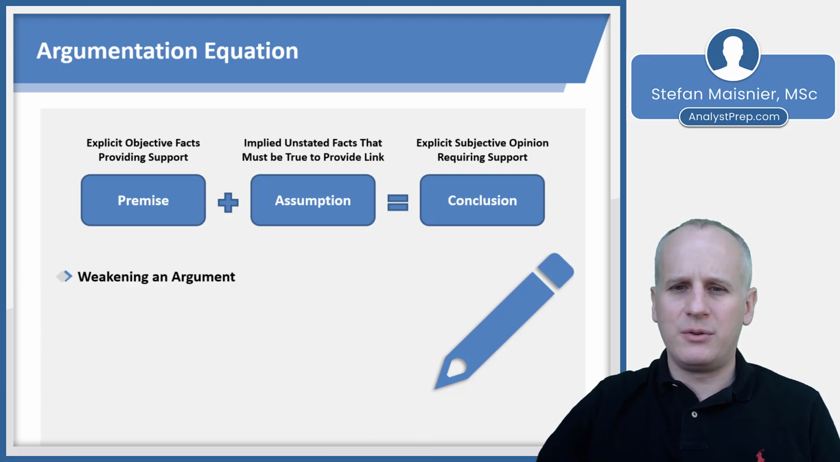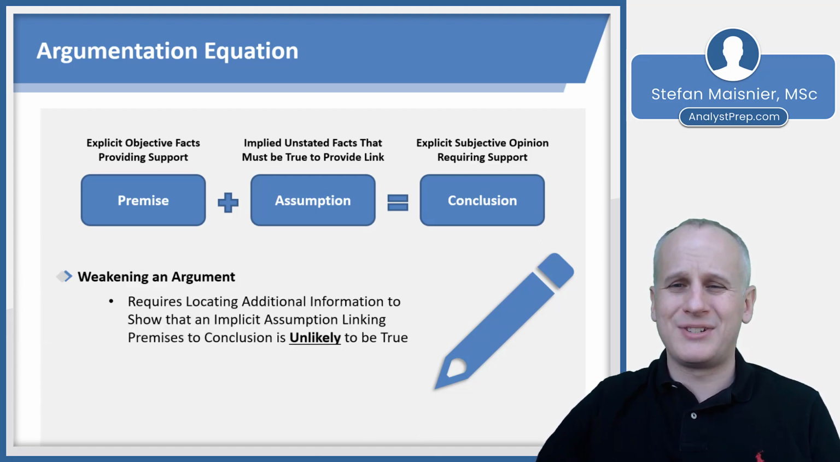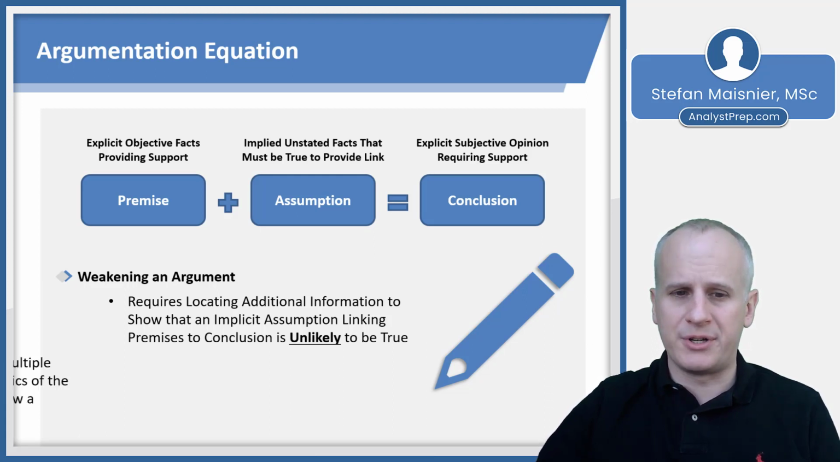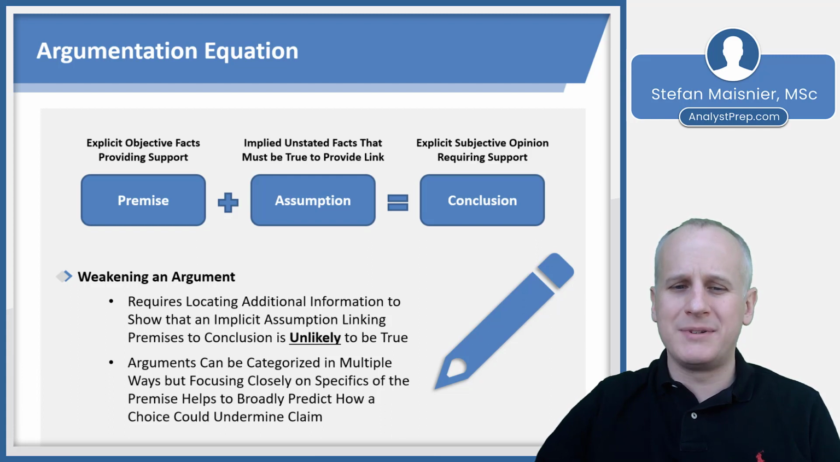So, how do we actually weaken an argument? Well, what we have to do is actually attack the assumption. So, you need to locate additional information to show that one of the implicit assumptions linking the premises to the conclusion is actually unlikely to be true for some reason. And while arguments can, again, be categorized in multiple ways, focusing closely on the specifics of the premise, like what kind of evidence is provided, can help to broadly predict how one of the choices might undermine the claim by showing one of those assumptions to be unlikely.